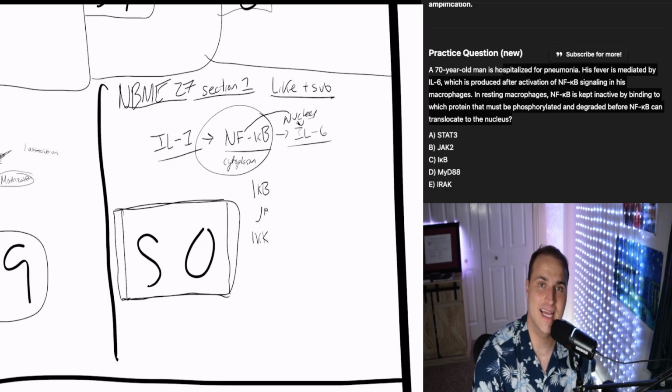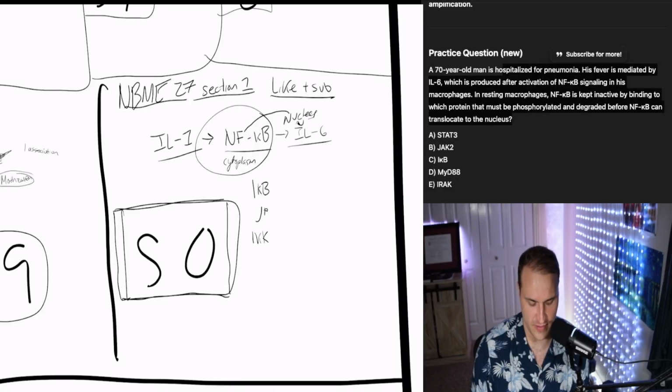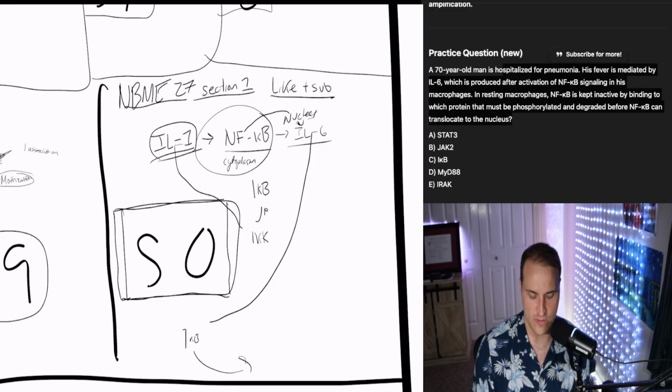I-kappa B's job is to hold NF-kappa B inactive in the cytoplasm, just to hold it captive. It's kind of like capture the flag. You've got a prison over here, and I-kappa B is like the bodyguard. Then IL-1 comes over and activates this pathway, distracting the bodyguard. So then this guy can go over to the nucleus and do a jailbreak of the IL-6.